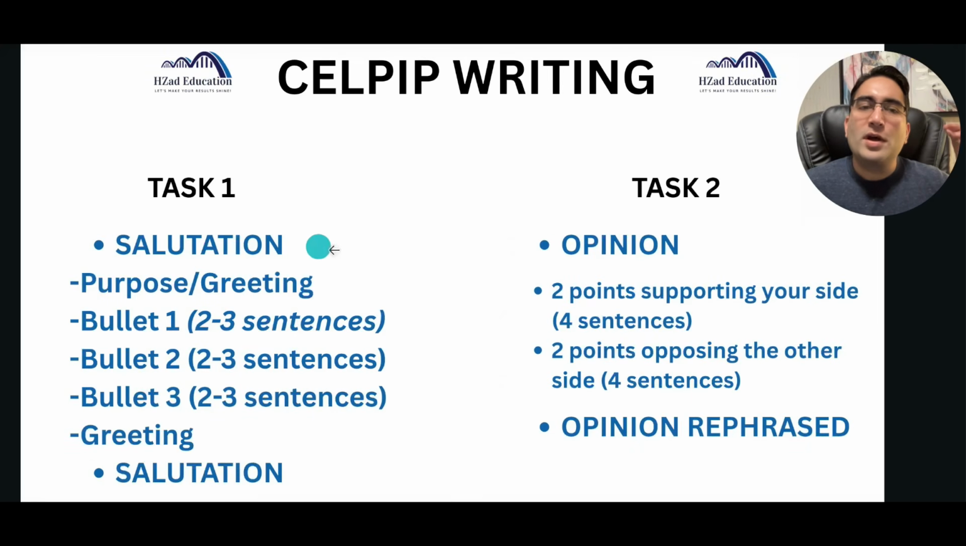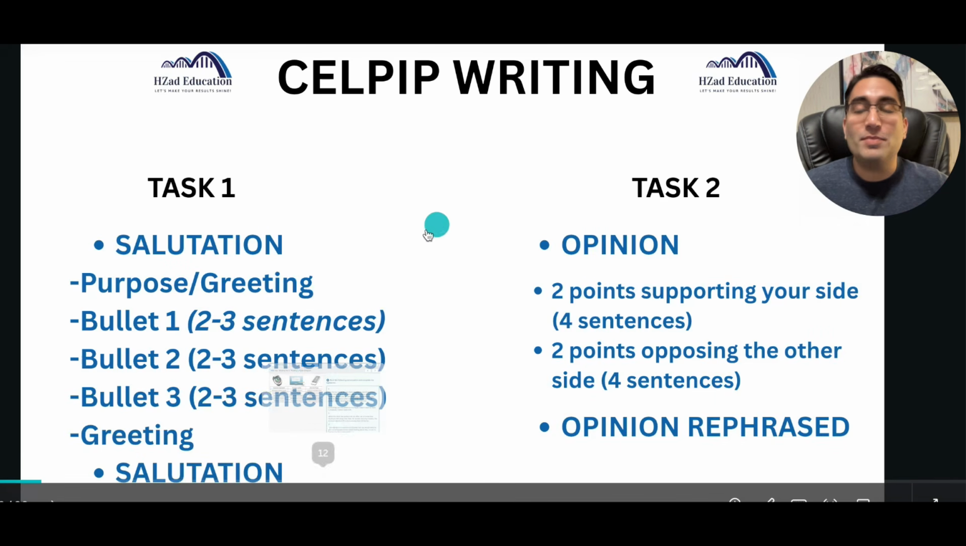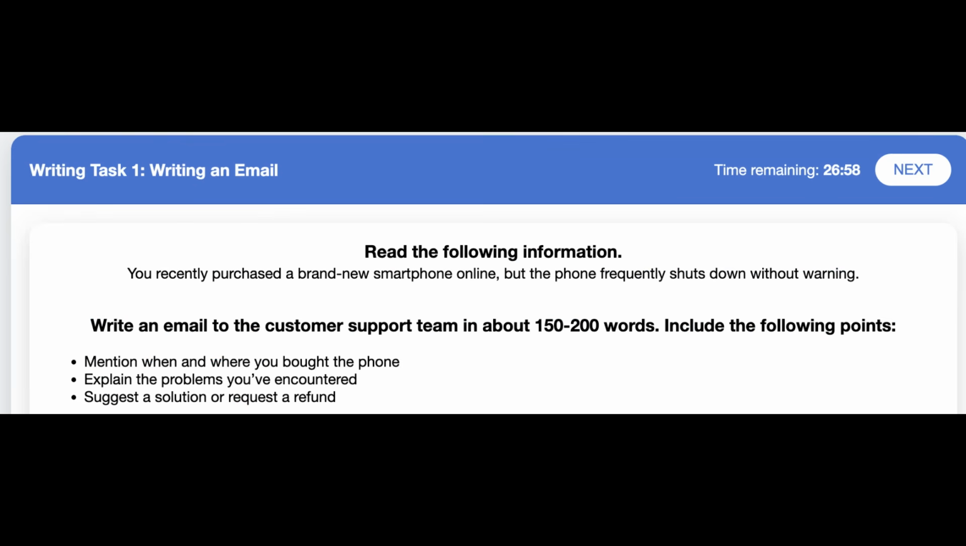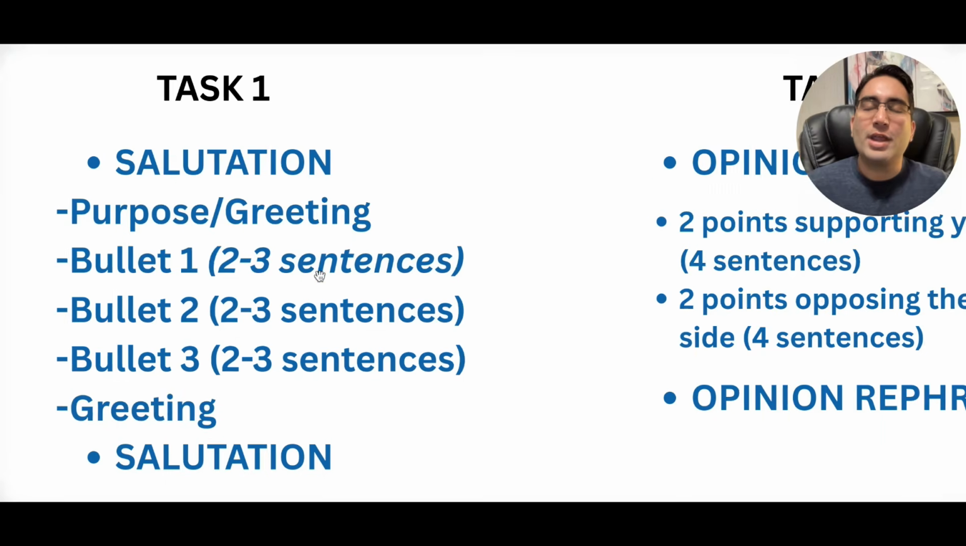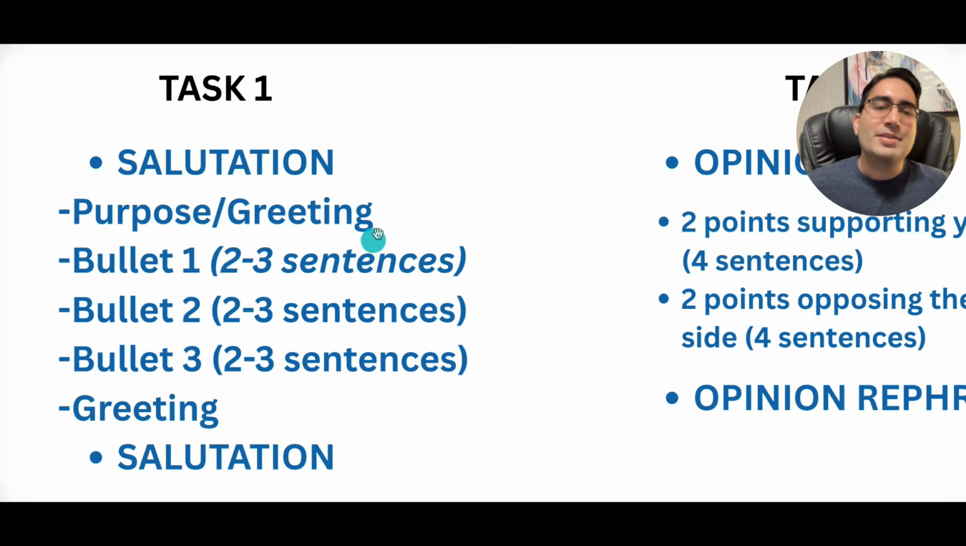CELPIP writing task 1, you need to start with a salutation at the start, have a salutation at the end, because these are emails you will be writing to people. Now, in the middle, you should have 5 paragraphs in total. The first paragraph is the purpose or greeting. Purpose right away if it is formal. Greeting if it is informal.